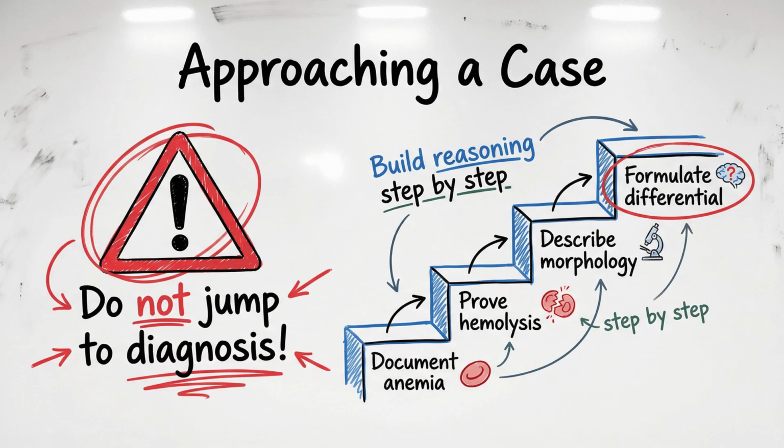When you're approaching a case, especially in an exam or clinical setting, you absolutely cannot jump straight to a diagnosis just because you spot one interesting cell. That's like reading one word in a book and thinking you know the whole story. Instead, you need to build your reasoning step by step, almost like a detective. First, confirm the anemia, then prove the hemolysis with the lab markers we discussed. Only after you've laid that groundwork can you start to formulate your differential diagnosis.